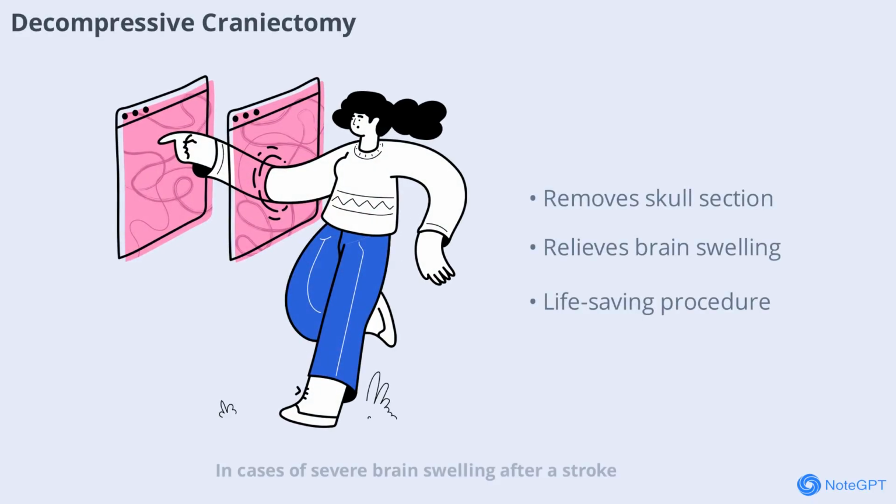In cases of severe brain swelling after a stroke, a decompressive craniectomy may be performed. This surgical procedure involves removing part of the skull to relieve pressure and prevent further brain injury. It is typically reserved for life-threatening situations where other treatments have not been effective. The goal is to give the brain space to swell safely and recover.